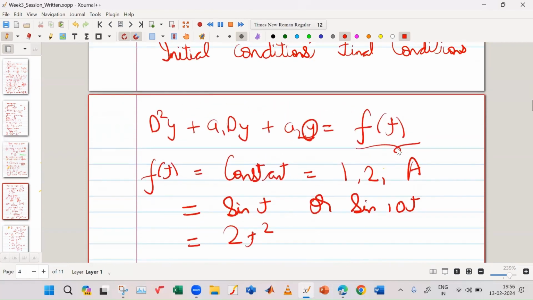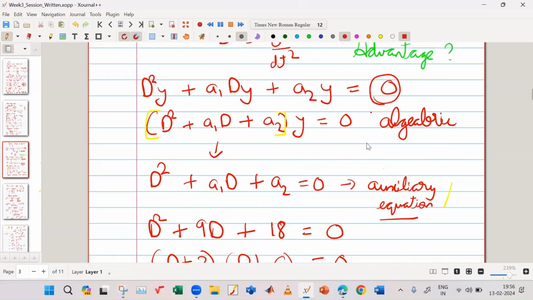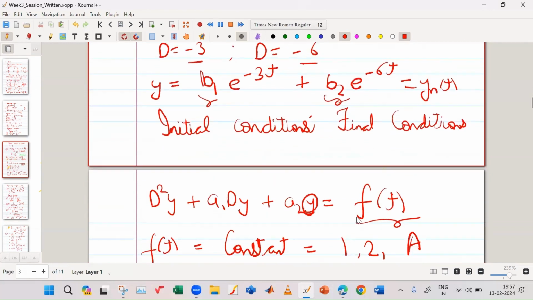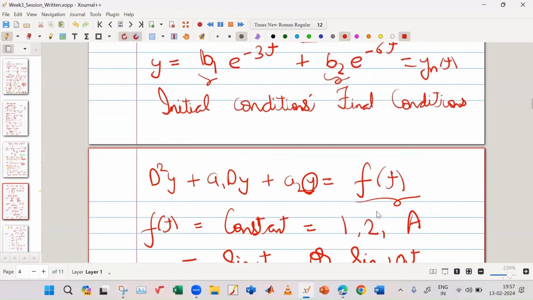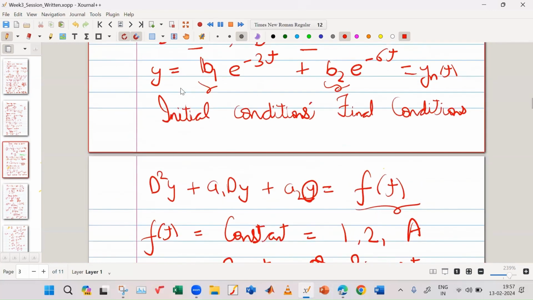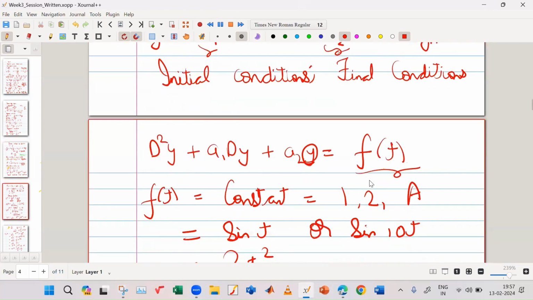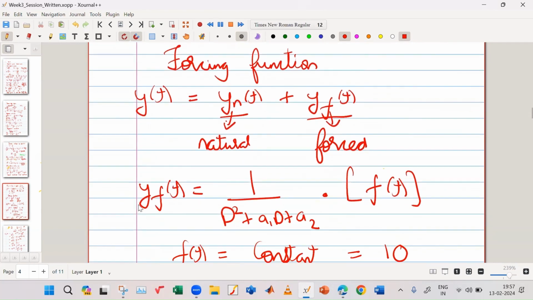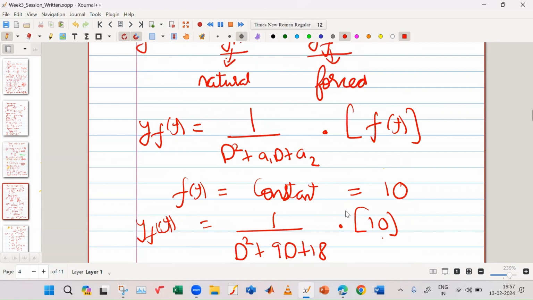Then we considered the case when this is 0. But in case it is not 0, there's an additional solution. Your natural response will be there, plus you'll have a forced response. The natural response will still be the same as we calculated in the previous steps. But there will also be a forced response, and to solve that forced response, we use this method.